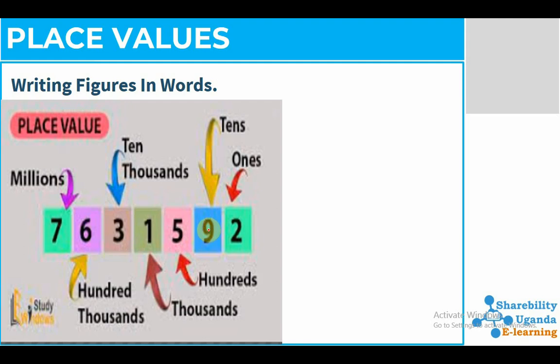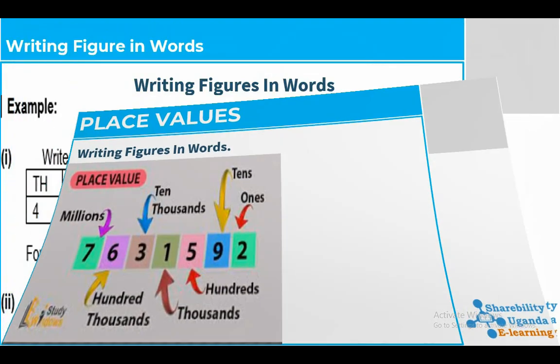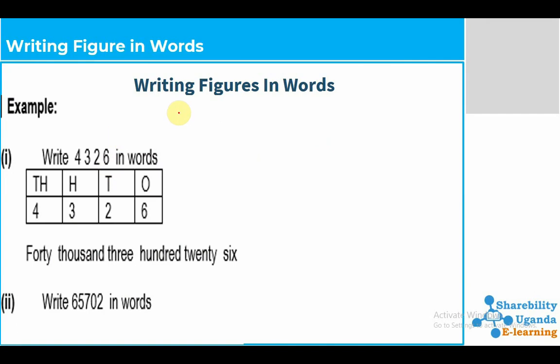90. Okay, so 5 times 100 becomes 500. So we shall use that concept in writing figures in words. Okay, let's go ahead. We have an example. Write these figures in words. Another example is here.